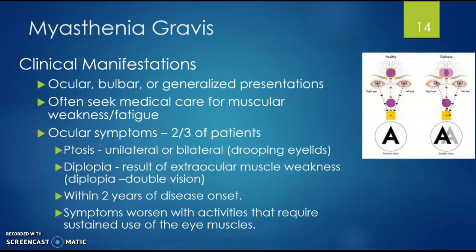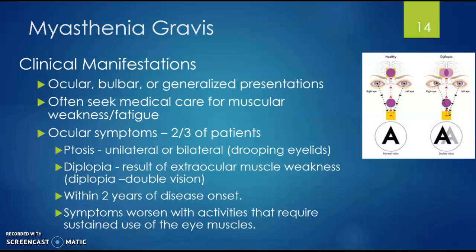Two thirds of the patients will have ocular symptoms that affect the eyes. Ptosis can be one eye or the other. These drooping eyelids is what that is called. You may have patients that complain of diplopia, where the extraocular muscles become very weak and the patient will have double vision.